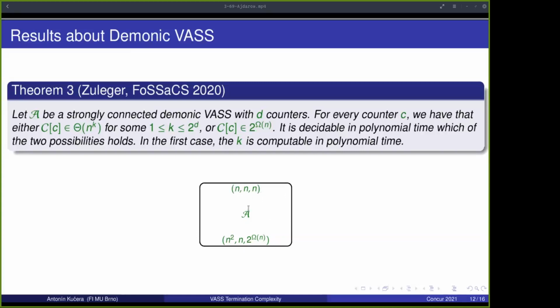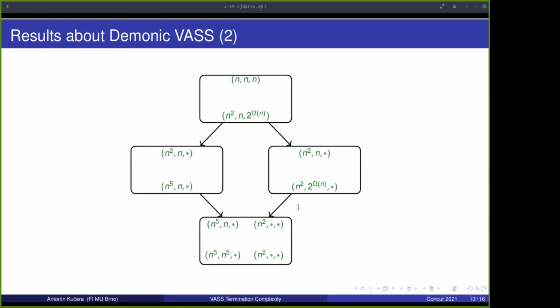Also note that these vectors do not represent some kind of pumpable patterns, because the actual value of the second counter in this simultaneously pumping computation may actually decrease. So it is still asymptotically equivalent to n, but it can be strictly smaller than n.